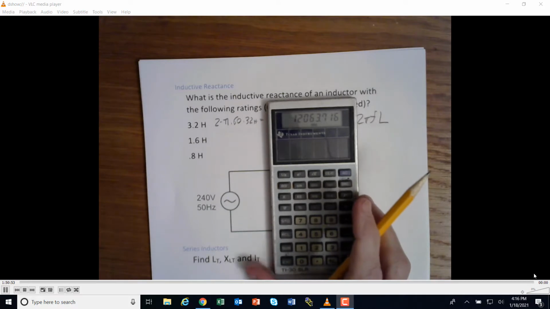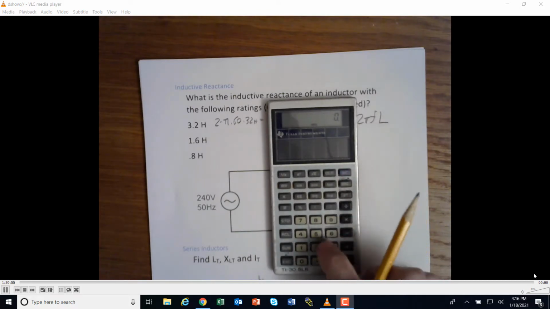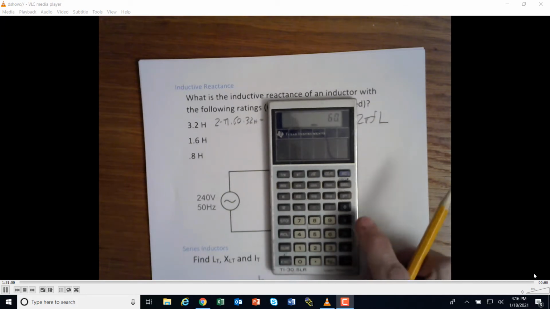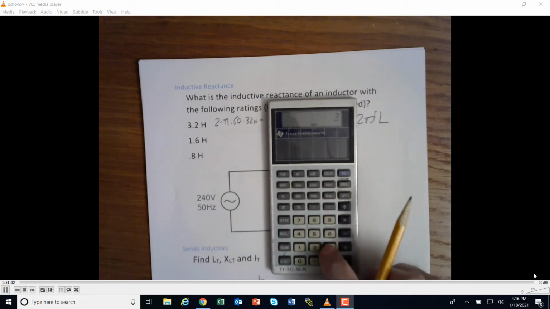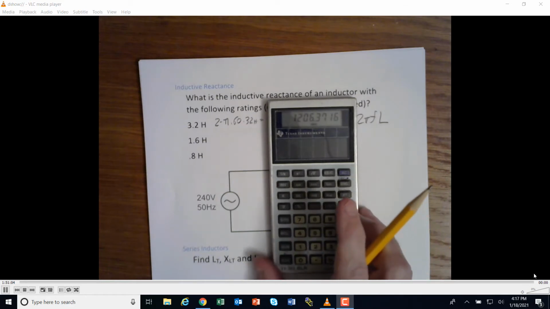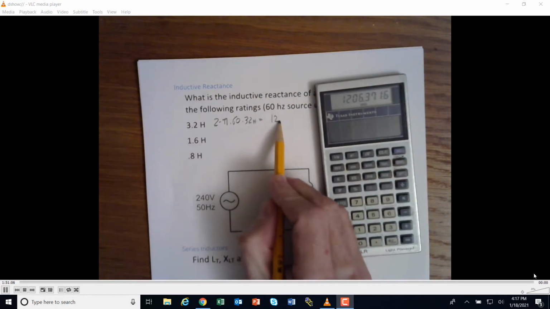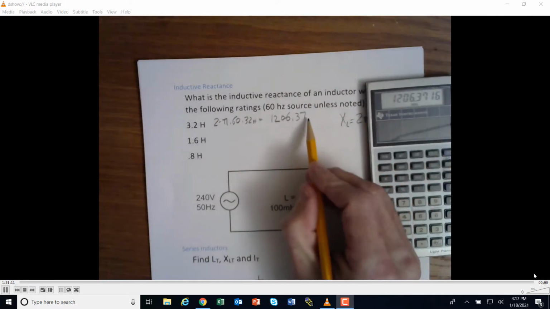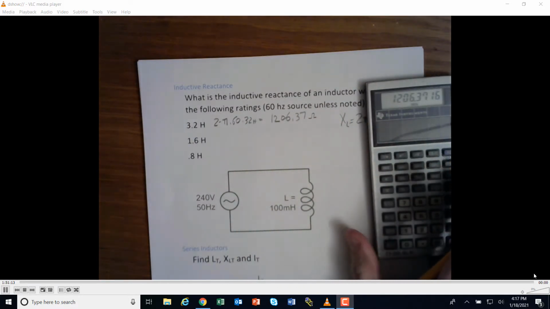Now I need to do times 3.2, and I end up with, oops, I hit too many things. 2 times pi times 60 times 3.2. That's why I didn't hit the 3.2. And this is 1206.37. And it's ohms, but it's not resistance, it's reactance.